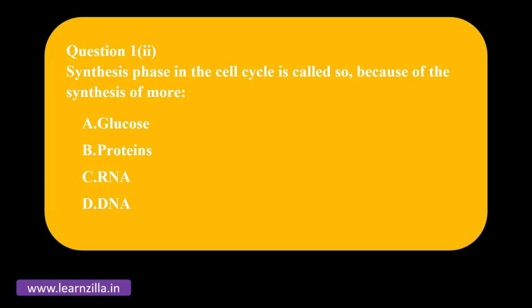The next question is, the synthesis phase in the cell cycle is called so because of the synthesis of more of what? Option A, glucose, option B, proteins, option C, RNA, option D, DNA. We know that the cell cycle has many phases, right? In that, S phase is called the synthesis phase. So what happens during the synthesis phase?